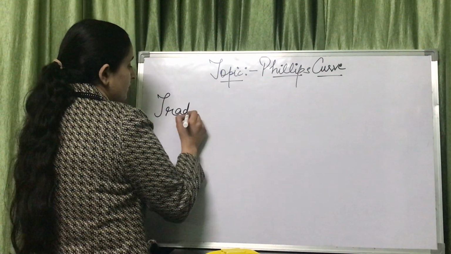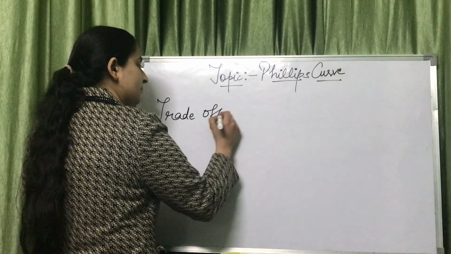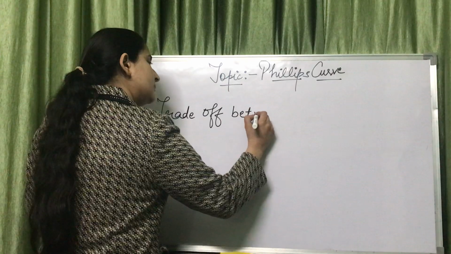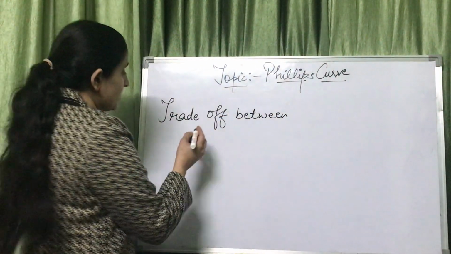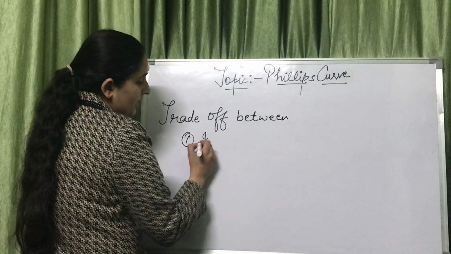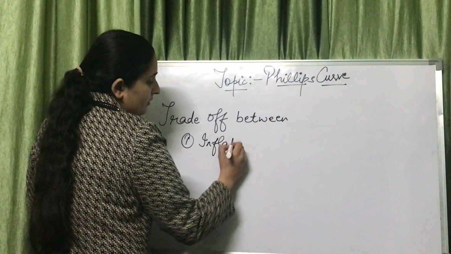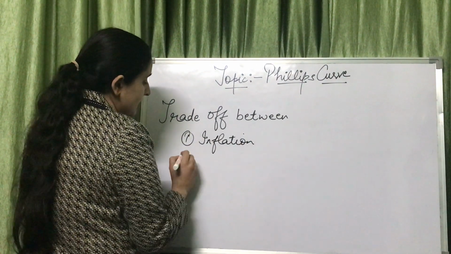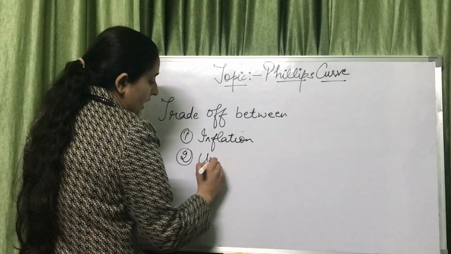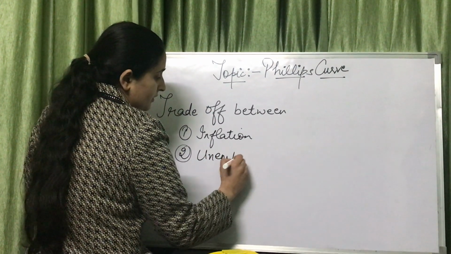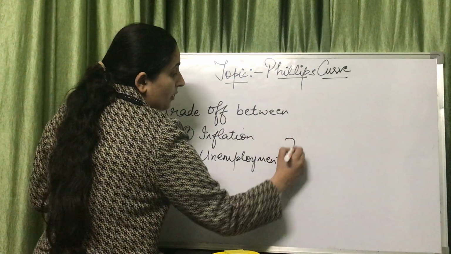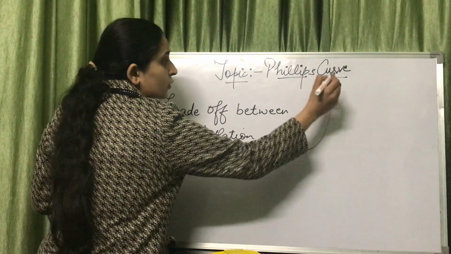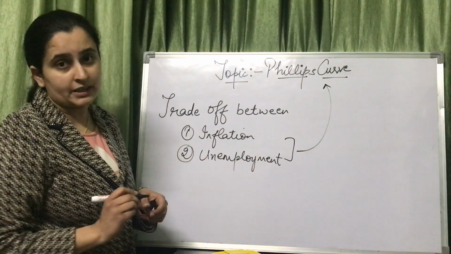It is the trade-off between two components. Now, what are the two components? One is inflation, the rate of inflation. The second one is unemployment. So these are the two components which give birth to the Phillips curve.